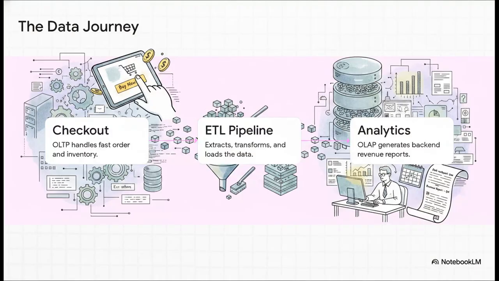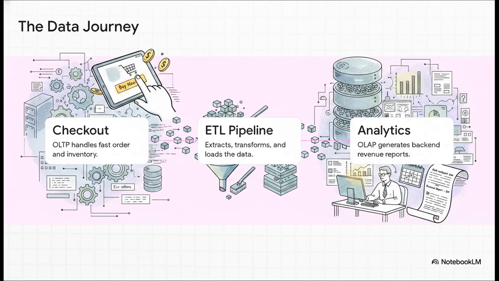Let's make this super concrete. Imagine a user clicks buy on an online store. Step 1 happens in the OLTP database. It instantly creates the order, processes the credit card, and drops the inventory count so the item doesn't get double sold. Fast, low latency, happy customer.